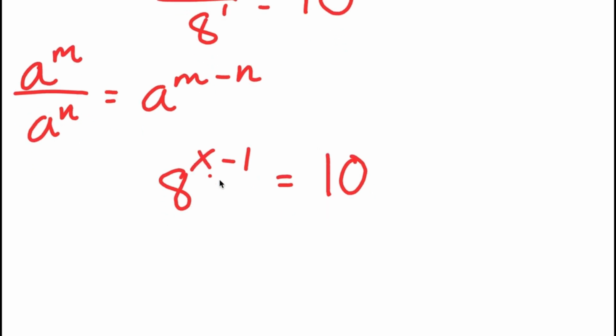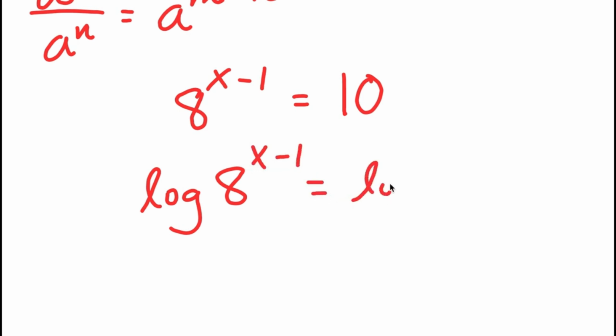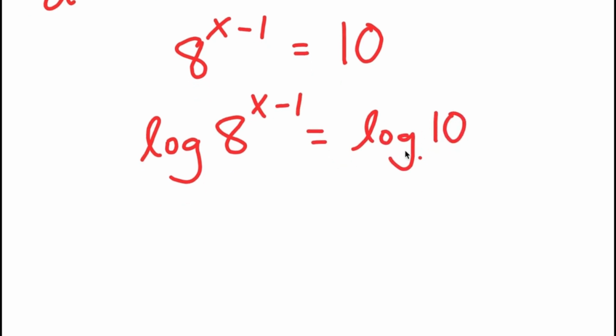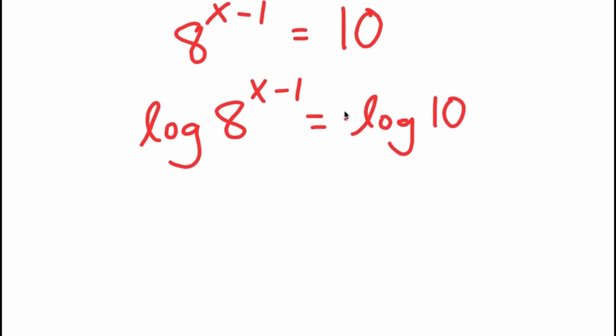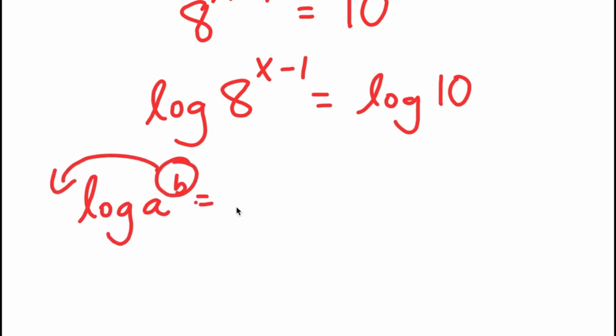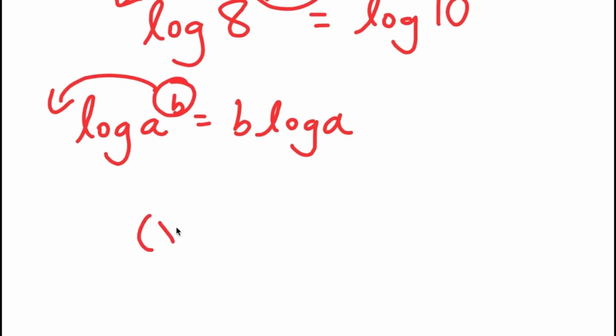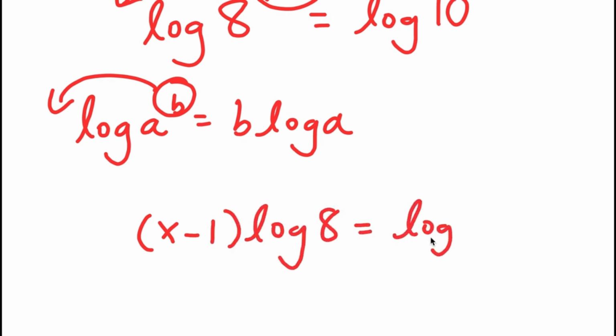Now from here, I'm going to take the log on both sides. So I get log of 8 to the power of x minus 1 is equal to log of 10. The reason I take the log on both sides is because now I can use the property that states that if I have something in the form log a to the power of b, I can move this exponent b to the front, so it's going to equal b times log a. So log 8 to the power of x minus 1, I can move x minus 1 to the front, and I get x minus 1 times log 8 is equal to log 10.